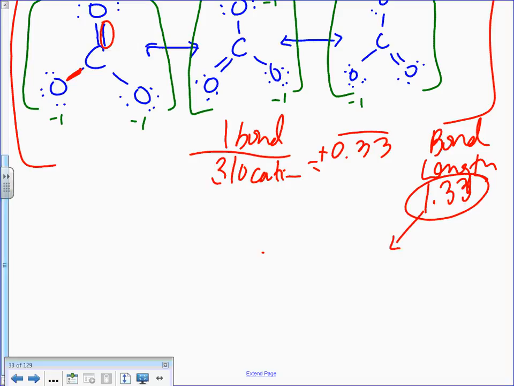Because it's closer to 1, right? So it's longer than a 1.5 because it's closer to the 1 side than the 2 side, and it's weaker. All right, thumbs up. Do we ever have a bond length of less than 1? No, because it has to bond, right?